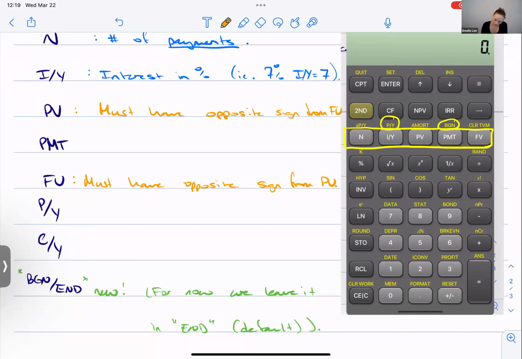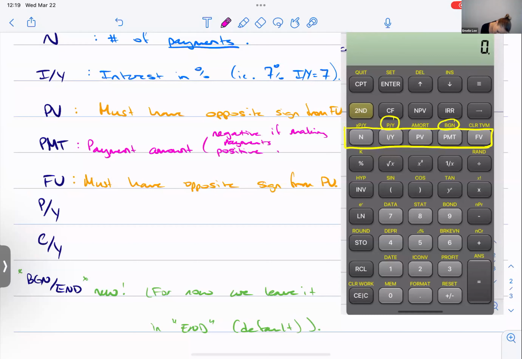Now, the PMT is the payment amount. It's going to be negative if it's leaving your hands. So if you're making payments, it has to be negative, and this value has to be positive if getting payments.